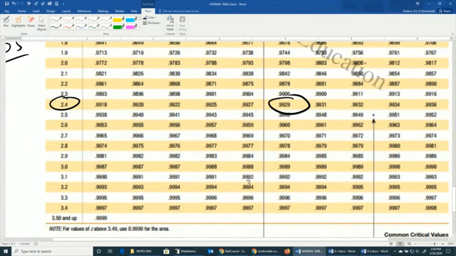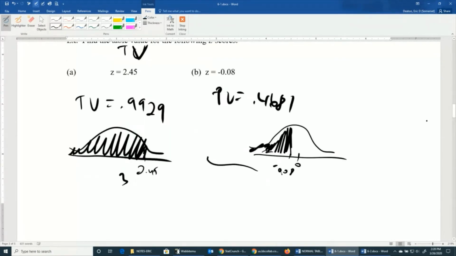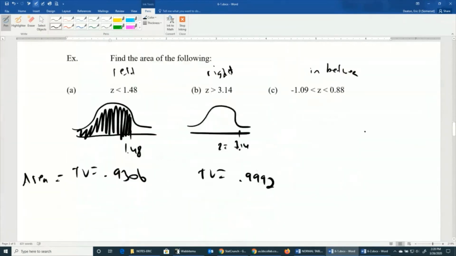0.1023.4, so it's 0.9992. Is there any way that 0.9992, which is over 99%, is going to be that little portion right there? Of course not, because table values are always area to the left. So what that represents is the area to the left. But we want this area. So how can you find the area?